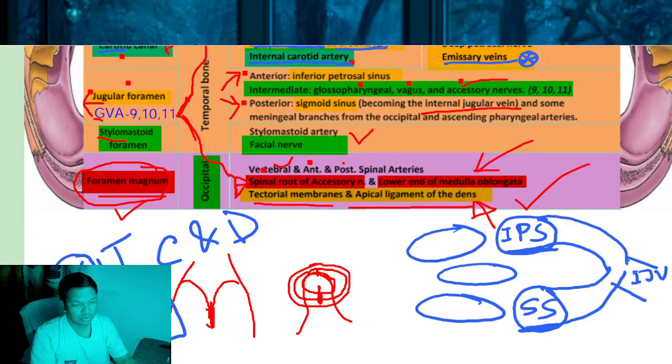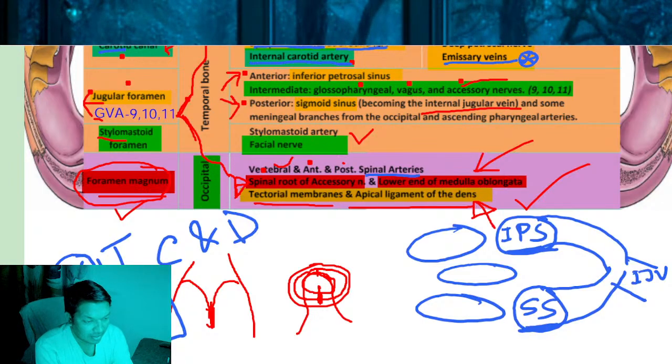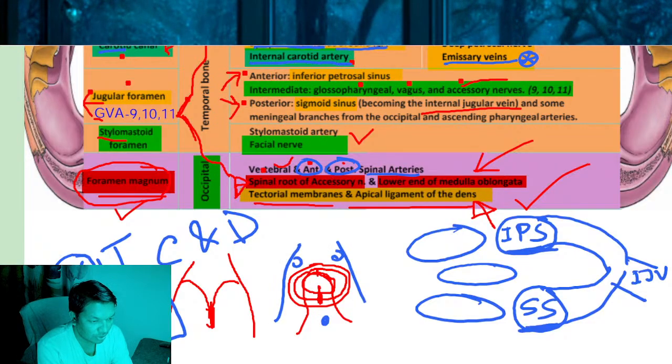We will see the basilar artery. And we have spinal arteries: the anterior spinal artery and the posterior spinal artery, one anterior and two posterior. Also we have the vertebral artery. They all remain within the foramen magnum, along with the lower end of the medulla oblongata and the spinal root of the accessory nerve. Also there is the tectorial membrane and the apical ligament of the dens.